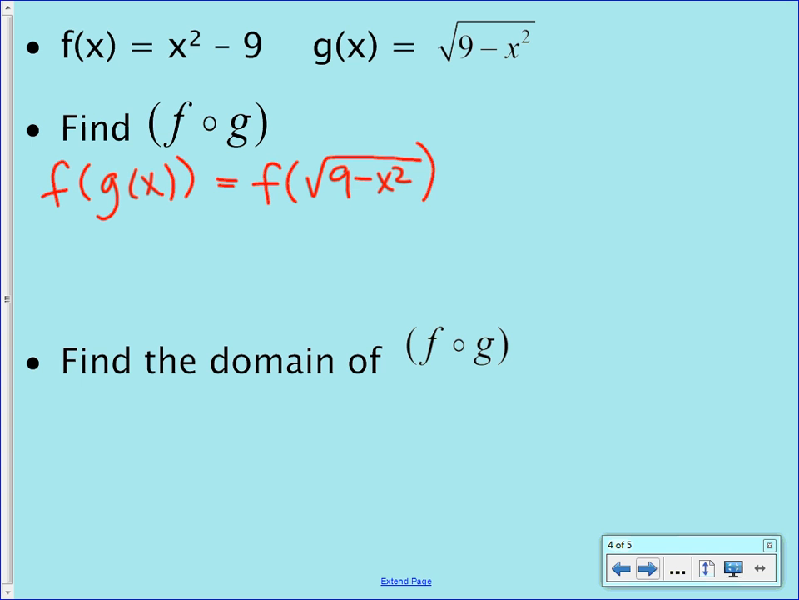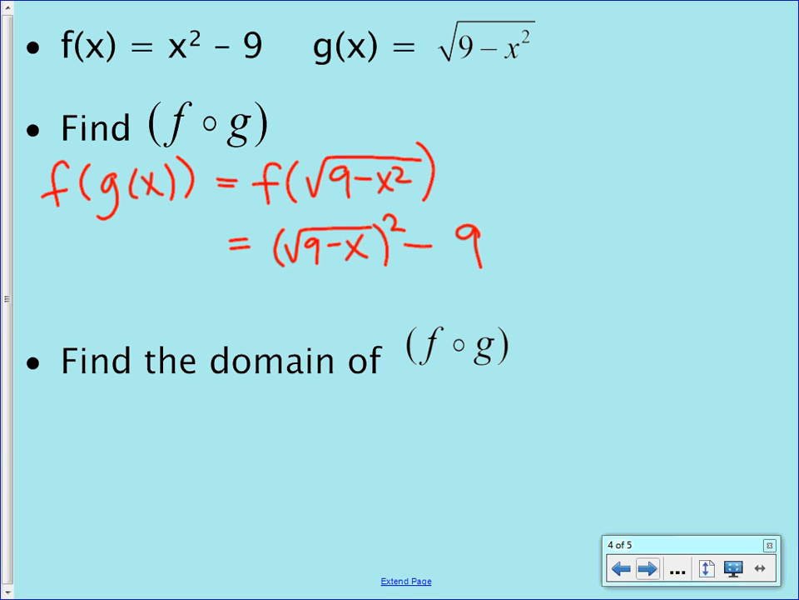So f is x squared minus 9. But instead of x, we're replacing it with whatever is inside the parentheses. Okay? Notice how I put it in parentheses. Anytime you substitute, I think I've said this about 10 times now this week. Anytime you substitute, substitute in parentheses. Okay? Not always is it necessary, but when it is, I don't want you to forget.